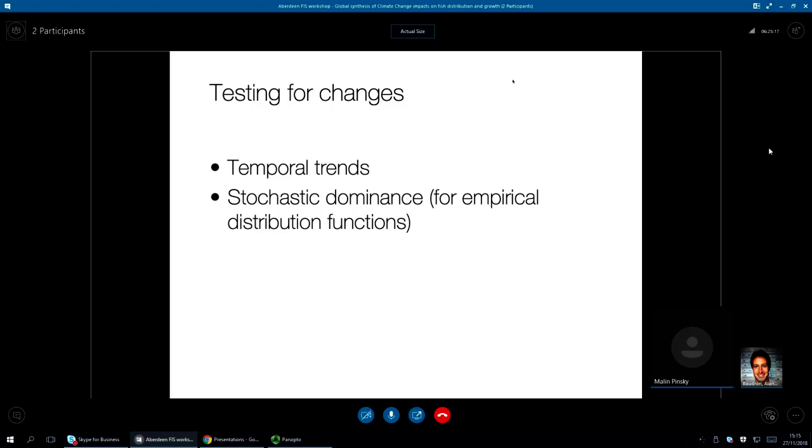We can look for temporal trends in these metrics over time. You can also look at interannual variability, whether that's related to environmental variability as well. There are also some metrics like stochastic dominance or empirical distribution functions to test whether an empirical distribution function from 1 year or set of years is closer to poles than another set of empirical distribution functions.